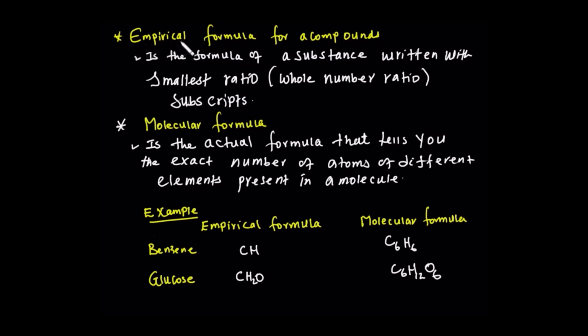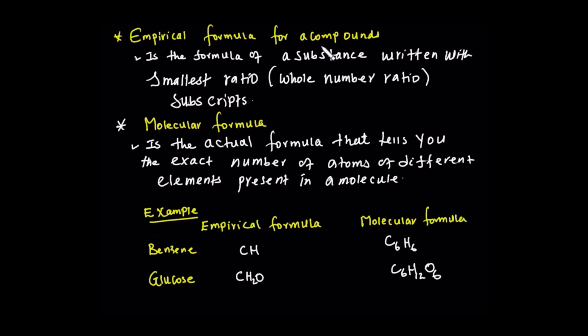What does that mean? How do you define the empirical formula of a compound, or how do you express the empirical formula of a compound? It is the formula of a substance written with smallest ratio. That means the ratio should be in whole number. Okay, smallest ratio subscripts. The empirical formula is a substance written with the smallest ratio, that means by whole number, not fraction, whole number as subscripts. That is the empirical formula of a compound. How can we calculate? We'll see.